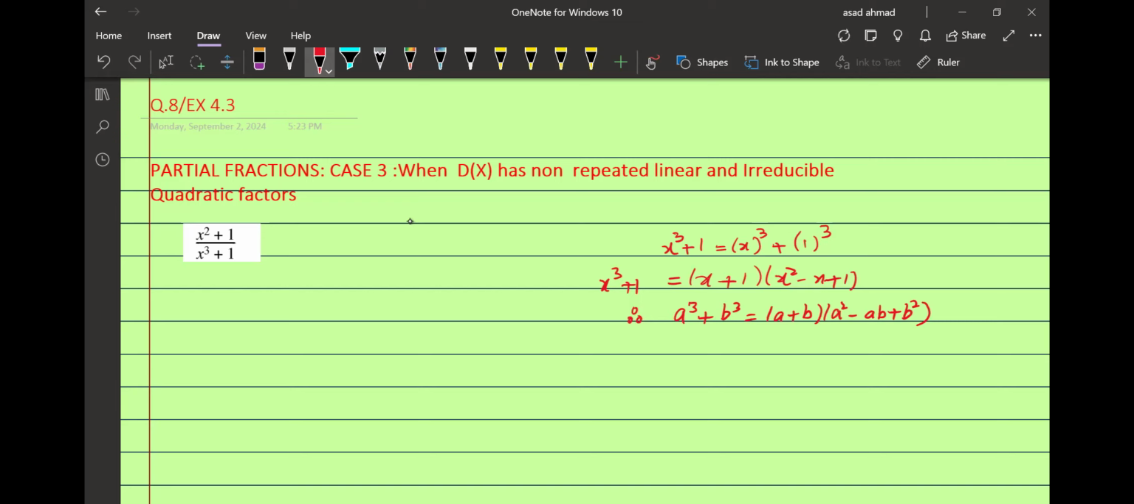So by using this formula right here in the very first step, we will first convert the denominator as a multiple of two factors. One will be the linear one, that is x plus 1, and the other one is a quadratic, x square minus x plus 1. So again, we have obtained one linear and the other one is quadratic. So once we start the partial fraction, we will write it like A over the linear, that is x plus 1, and bx plus c divided by the quadratic x square minus x plus 1.